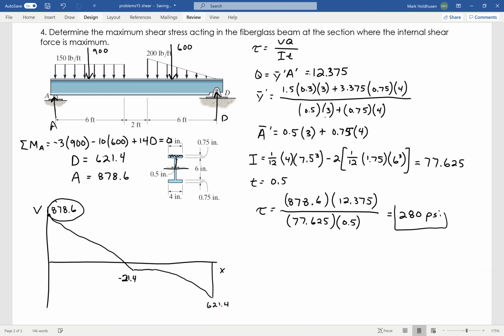So again, using that shear diagram to find where the maximum shear force is probably the toughest thing here. Everything else is pretty straightforward, finding centroids and moments of inertia and things of that nature.